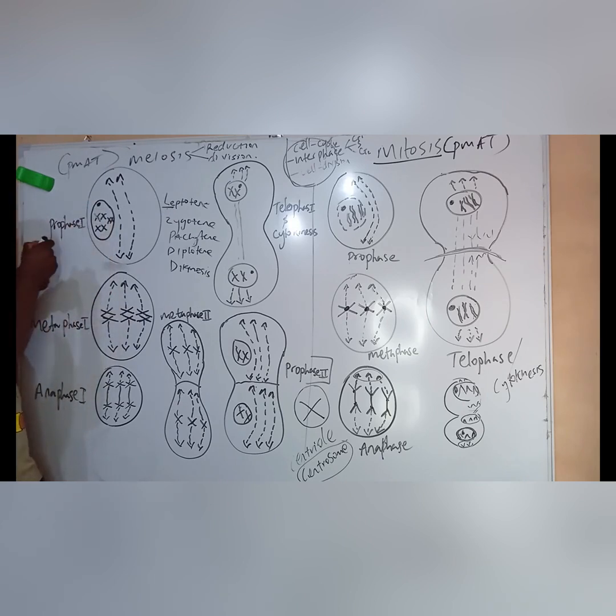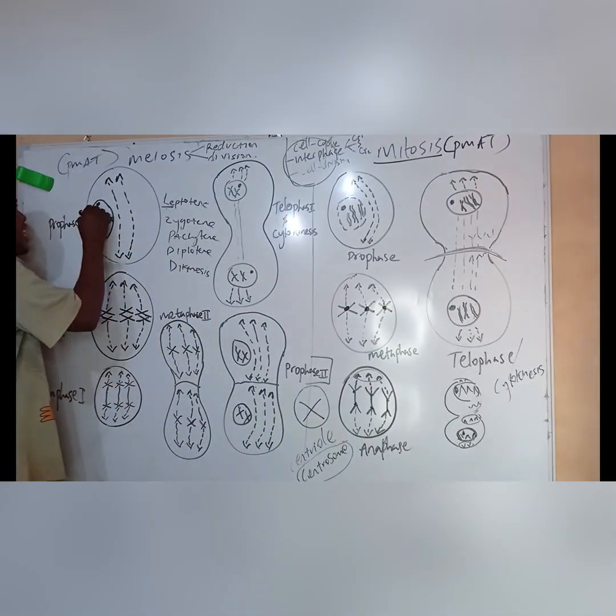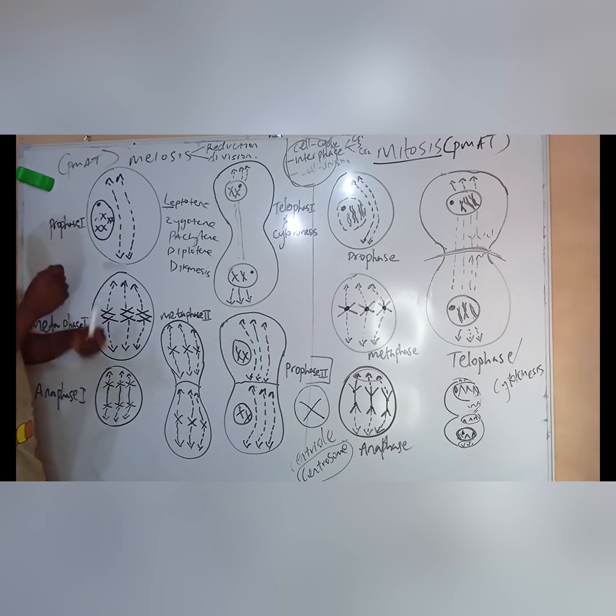Now, still in early prophase, the chromosomes begin to pair up. So homologous chromosomes, after condensing, begin to pair up, about when we're about to enter the late prophase. That means chromosomes begin to stay with each other in pairs.